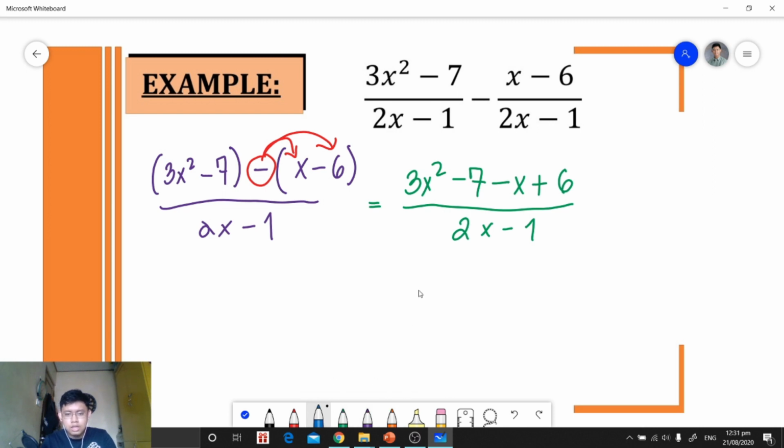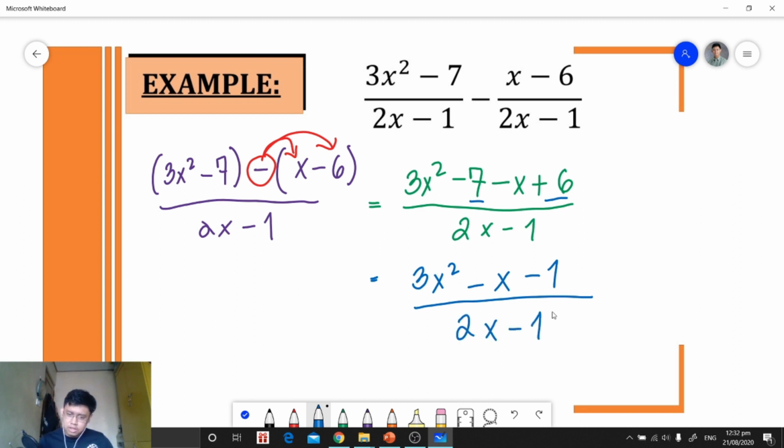So combining like terms, we will have 3x squared minus x, then negative 7 plus 6, we will have negative 1. Then all over 2x minus 1. So if we cannot simplify this anymore, then this will be our final answer.